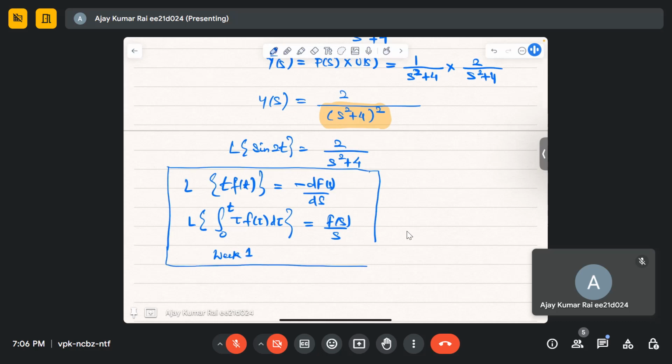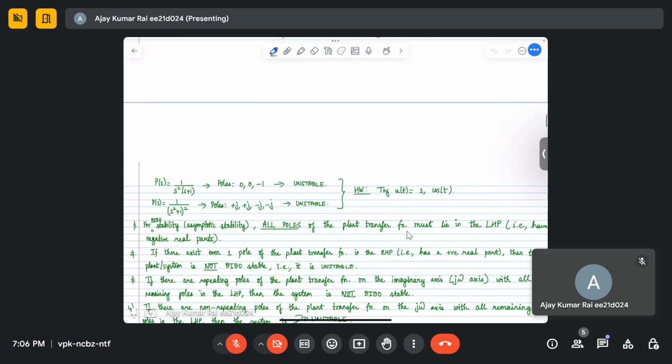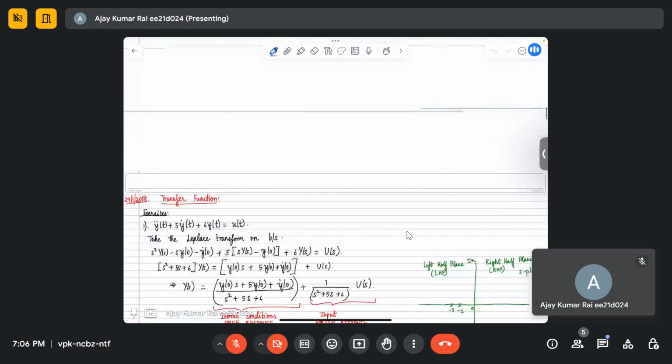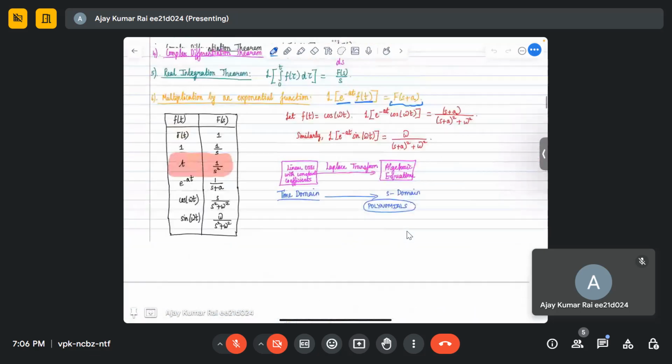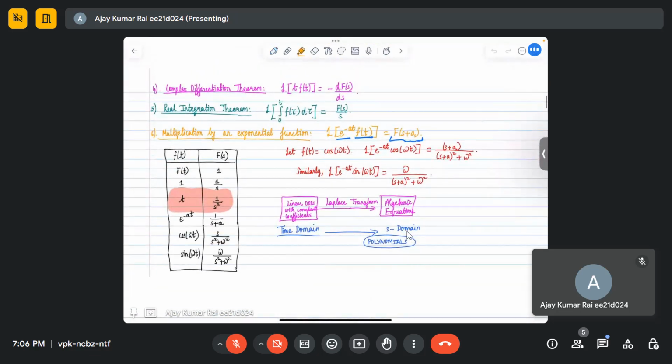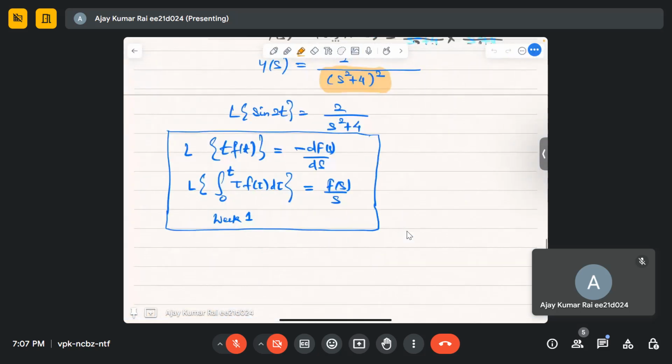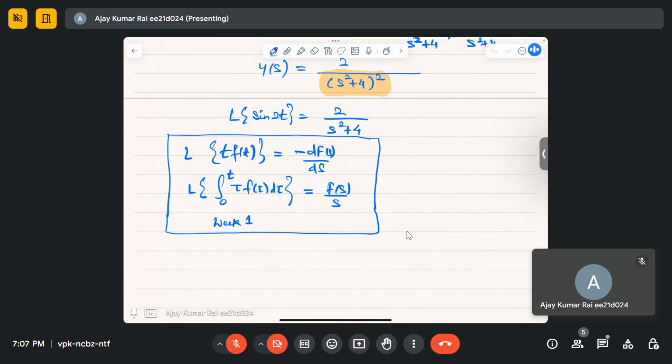Let me show you where it is discussed in the lectures. If you go to the first week's lectures, I'll just highlight those properties here. This is the complex differentiation theorem, and this one is the real integration theorem. That's what we'll be using to get the inverse Laplace transform. t into f of t is minus dF(s) by ds, and if you want to divide F(s) by s, you have to integrate on the other side. Let me do it and show you. I'll be using these two properties, differentiation and integral.